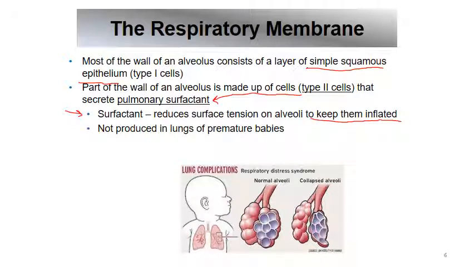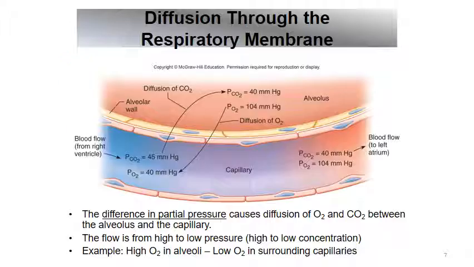And so it's not produced yet in the lungs of premature babies, but different medications can help to increase the surfactant production. Right, the difference in partial pressures causes the diffusion of O2 and CO2. If you remember, diffusion refers to going from high to low.